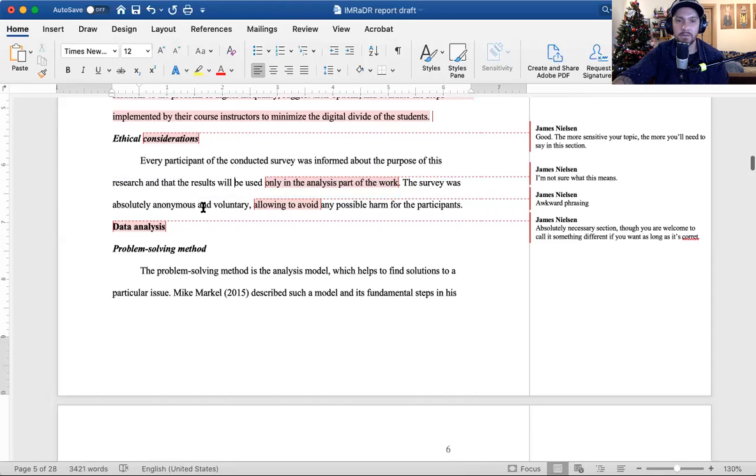The survey was absolutely anonymous and voluntary, allowing to avoid any possible. Super awkward, right? We want it to be very clear and concise. And I know that this is a draft, and so I'm not going to worry too much about awkward phrasing in a draft. But I'm treating this as if it was the final. Okay.